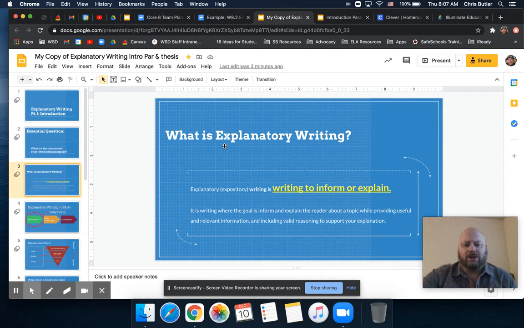So first of all, what is explanatory writing? Explanatory writing, expository writing, as it's also known, is writing to inform or explain. Simple as that. It's writing where the goal is to inform or explain to the reader about a topic while providing important, relevant, factual information. It includes valid reasoning to support your explanation. Notice what it does not contain is bias, opinion, I statements. Okay, it's not how you feel about a topic, it is just simply about the topic.